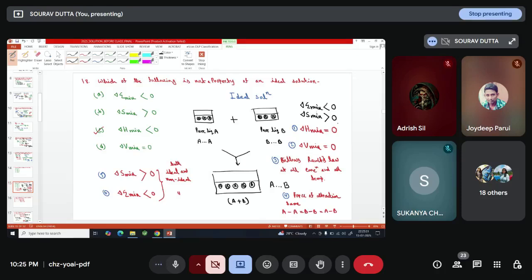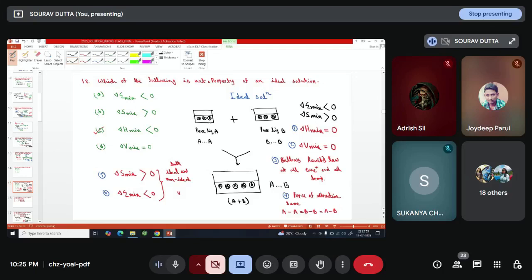So in case of an ideal solution, there are some properties. Delta H mixing 0, delta V mixing 0, it follows Raoult's law, all interactions same. Delta G mixing less than 0, delta S mixing greater than 0. If the solution is a non-ideal solution, there may be after-mixing interaction that is higher, or after-mixing interaction that is lower. So according to this, delta H mixing for a non-ideal solution is not equal to 0.